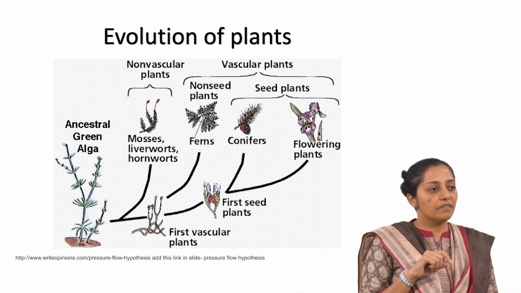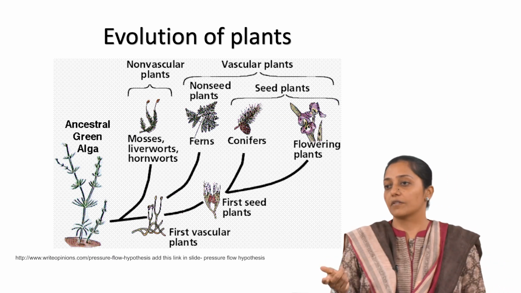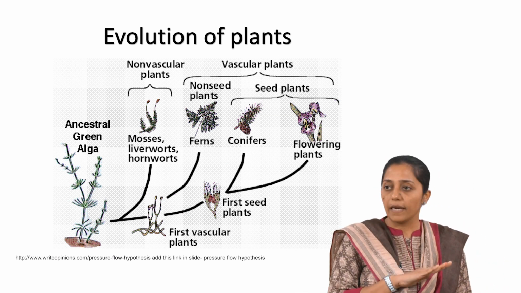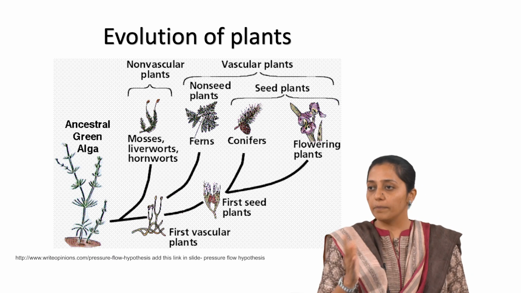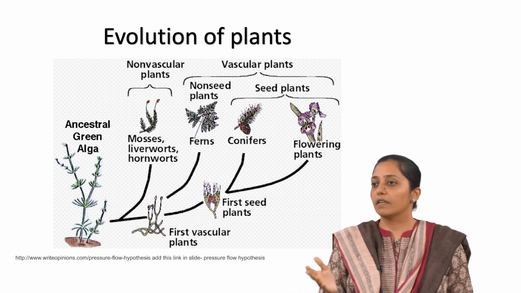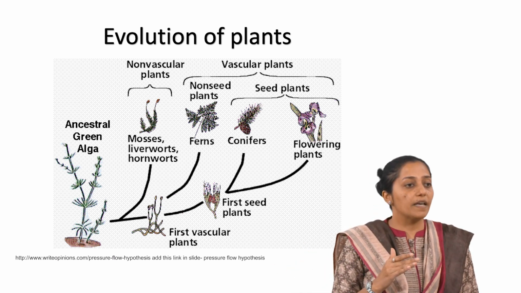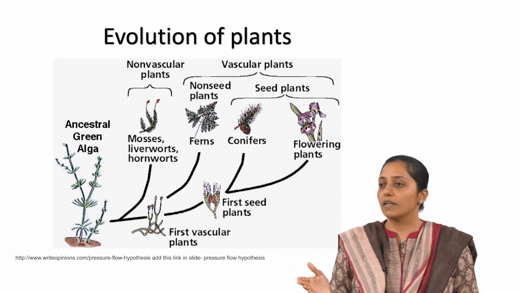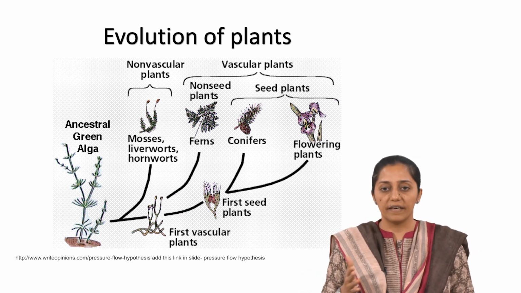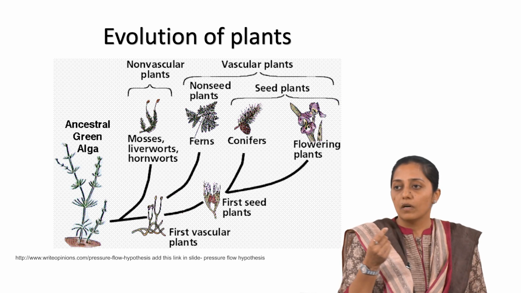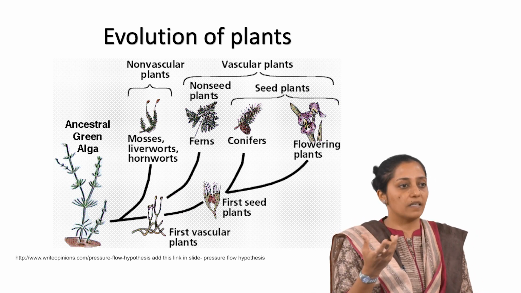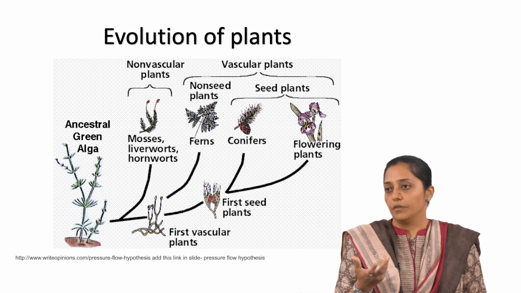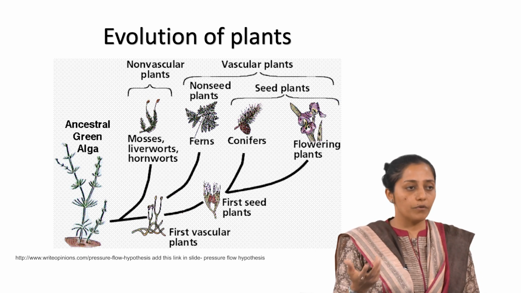So now to begin with, they were non-vascular plants. Once they came from aquatic to the land, the land plants which initially came in were non-vascular in nature. When I say they were non-vascular in nature, what does that mean? Any idea? The vascular bundle was missing, the vascular tissue, which as you said, is xylem and phloem.